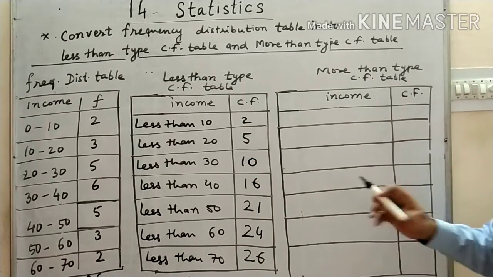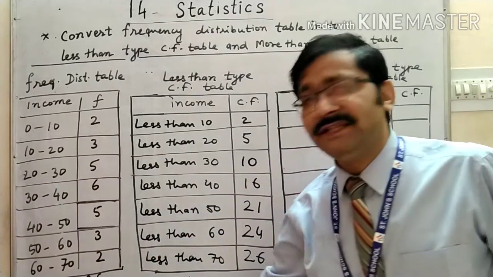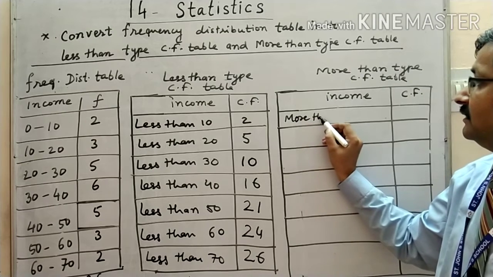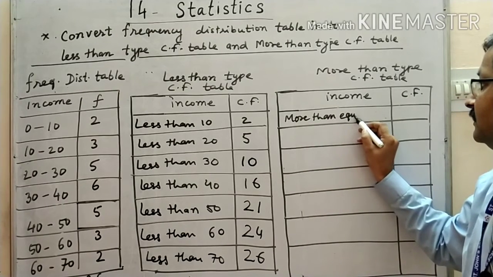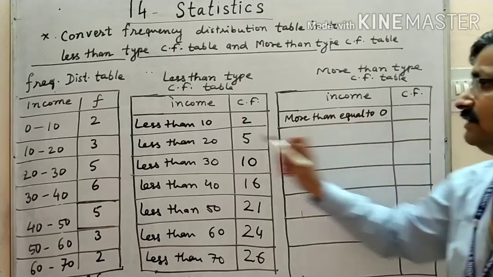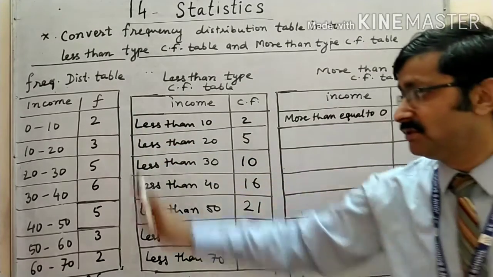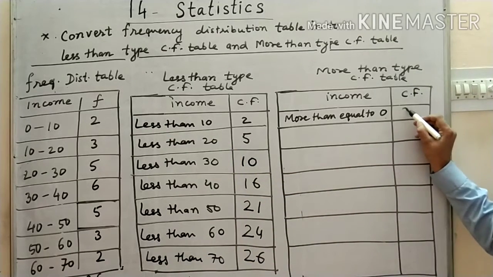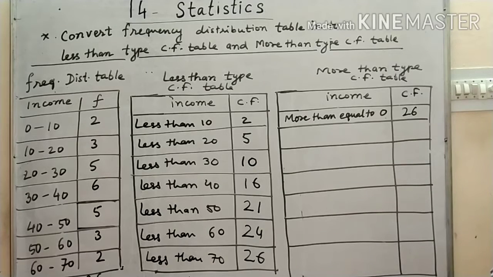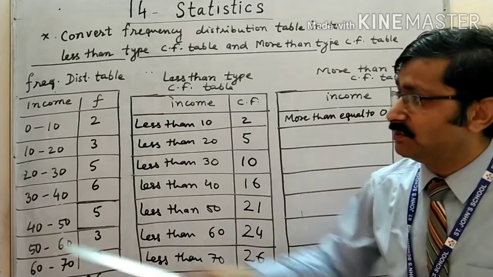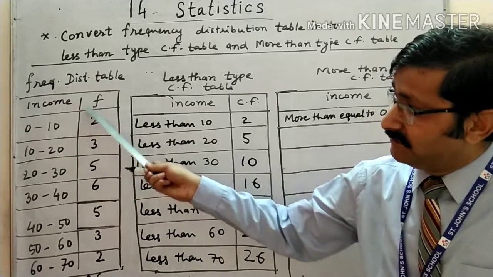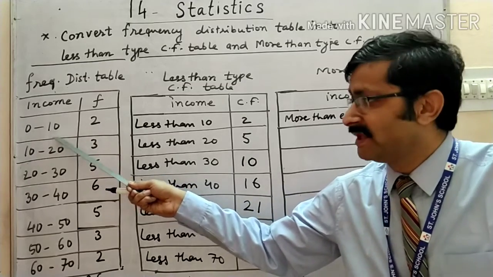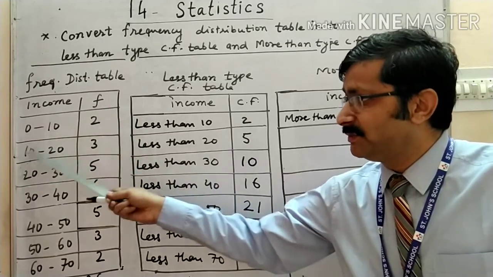Now look here. Here more than 0. More than 0 means all these frequencies are more than 0. So you can write here more than or equal to 0. More than or equal to 0 means all of these. What is the total of all these? The total is 26. So more than 0 is 26. I think you understand this. Now we will write more than 10. More than 10, look here, would we include this 2? No, this 2 is between 0 and less than 10, so we will not have this 2 for more than 10.